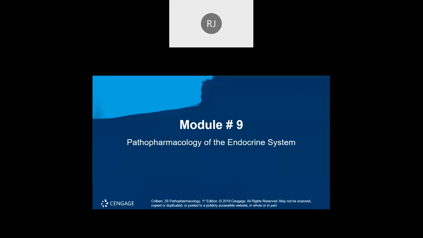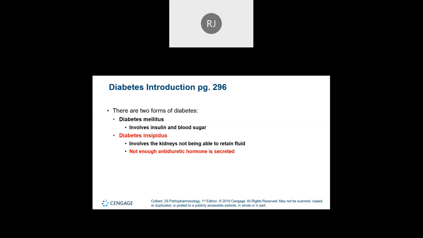Module 9 starts on page 287, talking about the endocrine system. And there are two forms of diabetes. You have diabetes mellitus and diabetes insipidus. Diabetes mellitus is the term that you hear more so than you would insipidus. But diabetes mellitus involves the insulin and blood sugar, and diabetes insipidus involves the kidneys not being able to retain fluid. There's not enough antidiuretic hormone that is secreted.